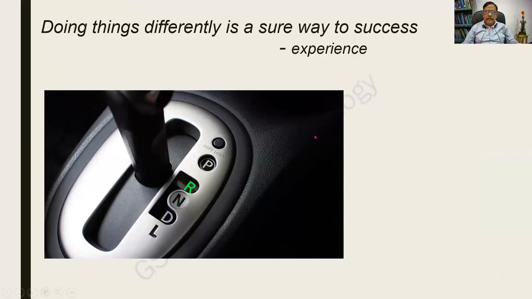Doing things differently is a sure way to success. It is my personal experience. Here I am seeing a vehicle in the reverse gear, and that will be my modus operandi.